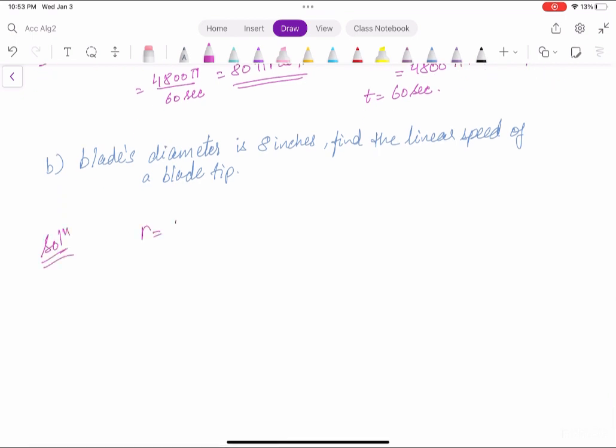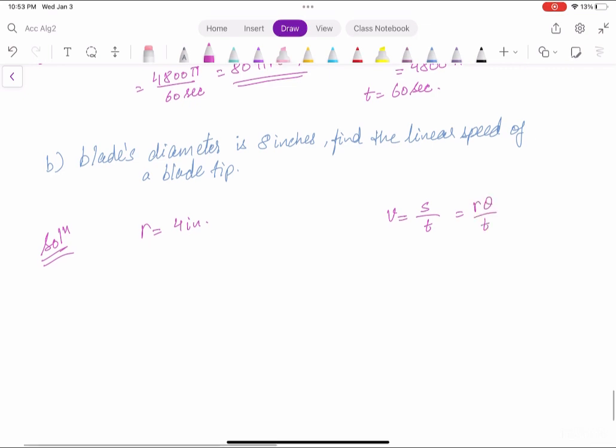Now, for the second part, the diameter is given as 8 inches. So when the diameter is 8, the radius is 4 inches. And they are talking about the linear speed. Linear speed is s over t, that means r theta over t. R is given as 4, and I know theta from question A, which is 4,800 pi. So let's multiply them together and divide by t.